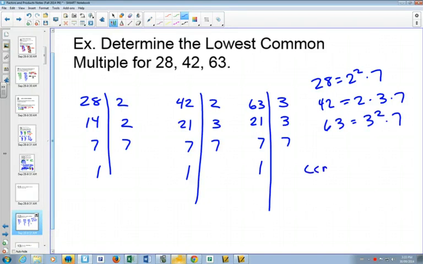The least common multiple would be 2 squared, because you look at the highest power for 2s. What's the highest power for 3s? 3 squared, and 1 seven. So that'll be 4 times 63, 252?